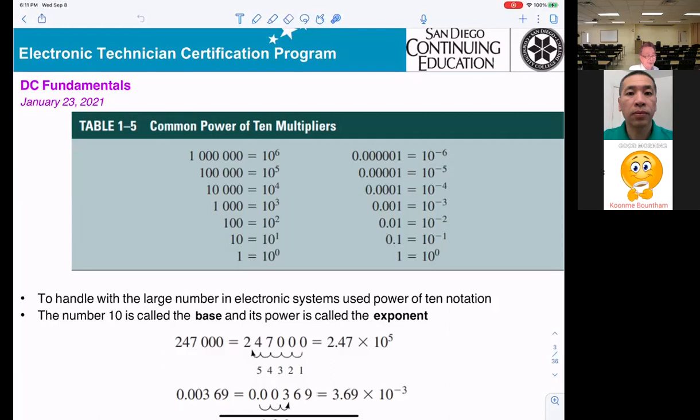So if I give you a number I want converted to the power of 10, then you know how to do it. Okay. This is just a very, very basic thing. Okay. We have to get through it in order to keep going. If you have a question, please stop me. Okay.